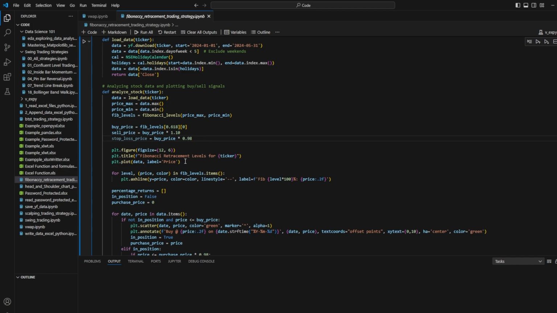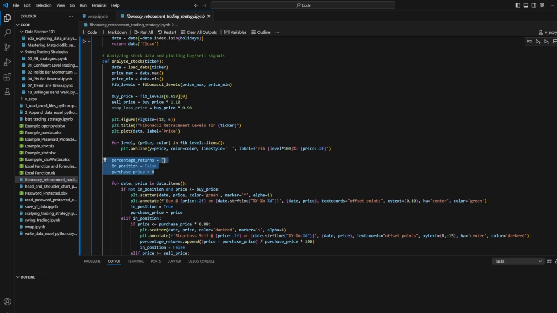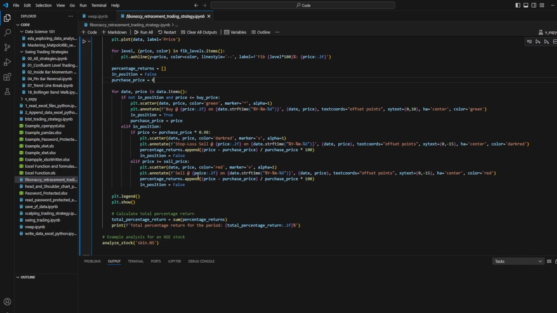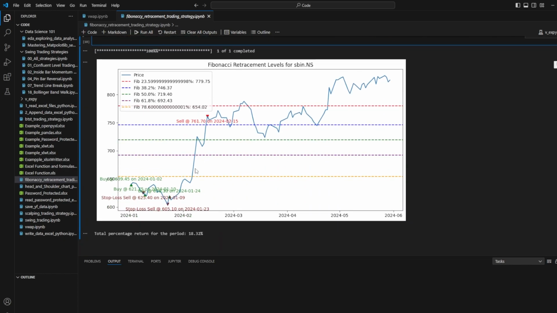Now let's go to the graph part. These are the lines that are created for each level. Percentage returns will be calculated, and the purchase price will be calculated. Now, for each data item, the graph will be created. Now let's see the Fibonacci retracement graph that has been created by the code.